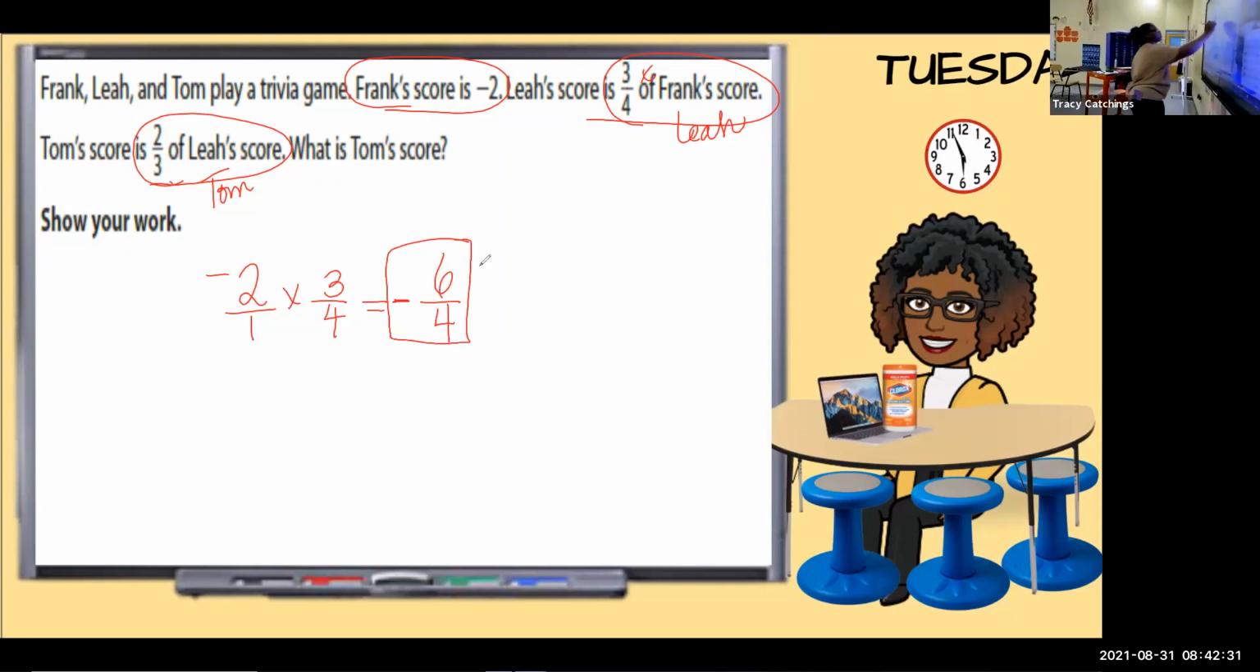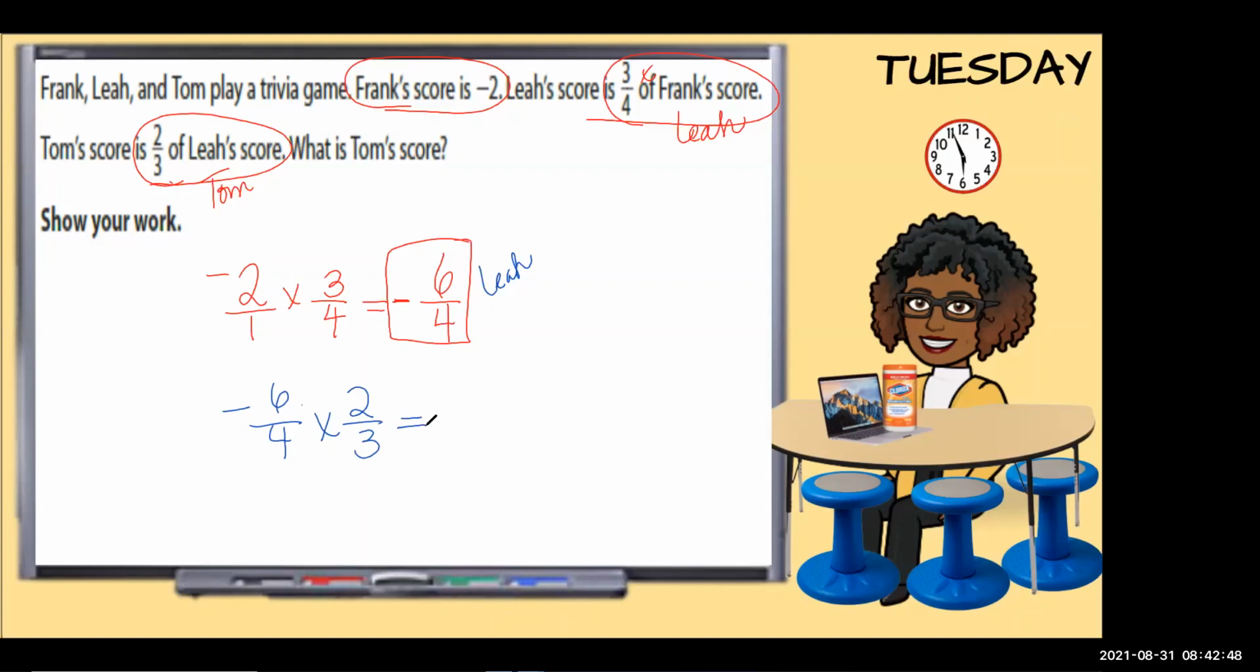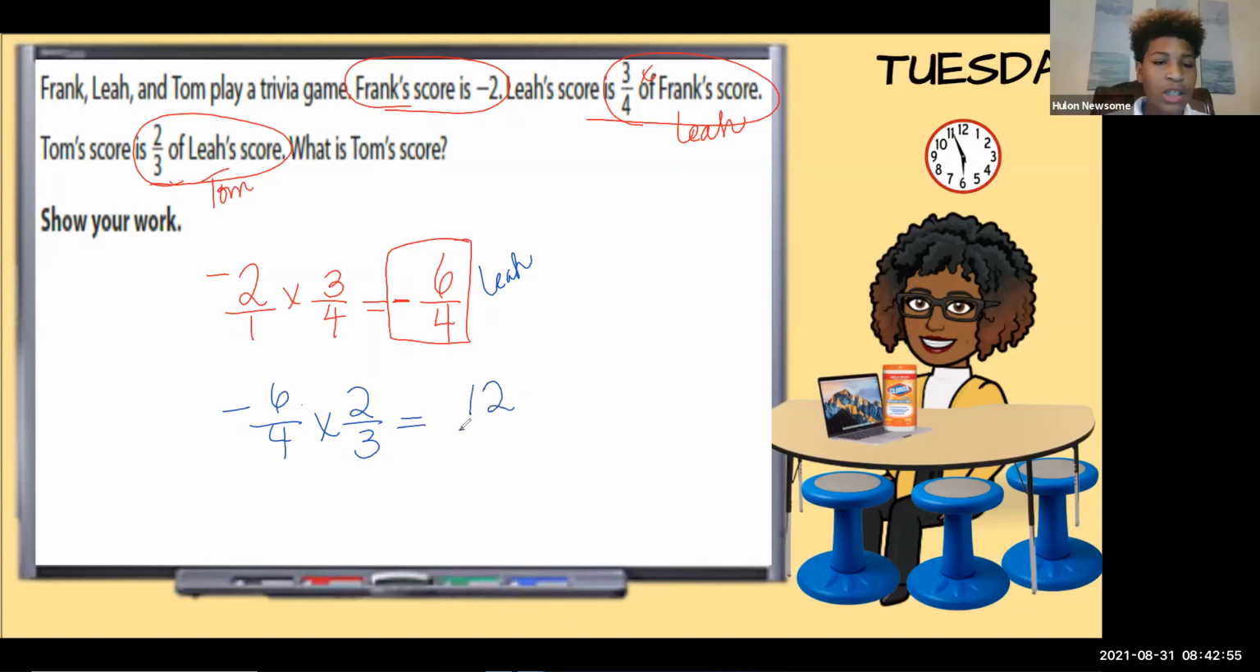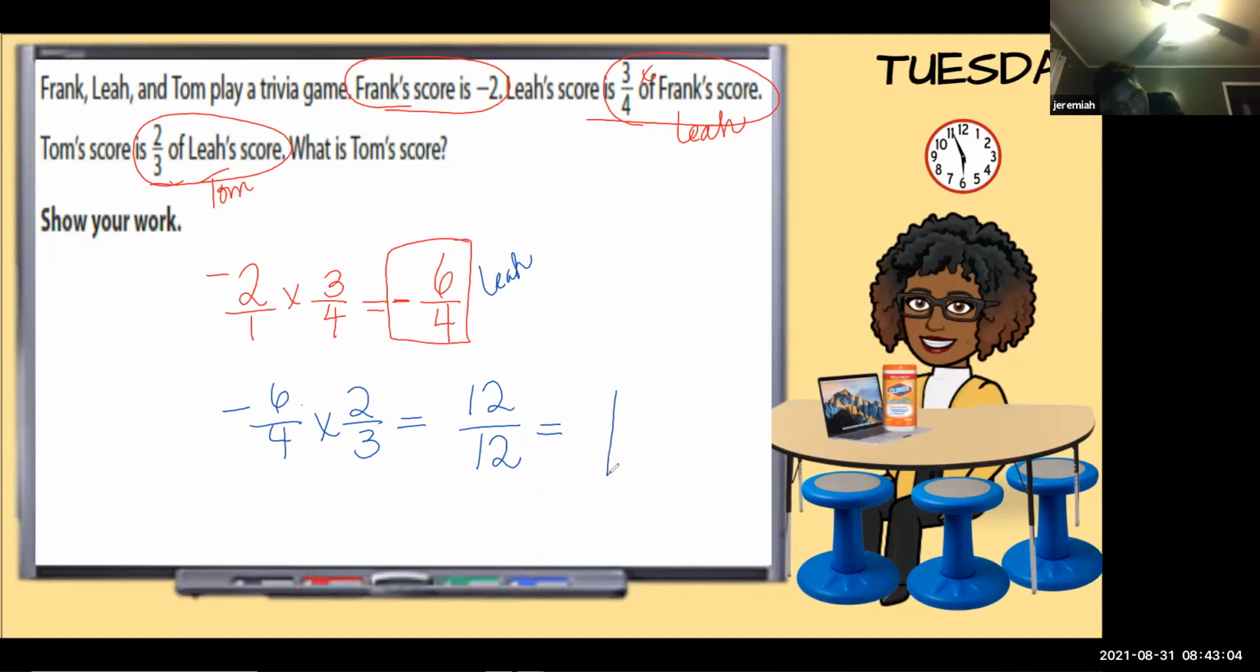So now that we have Leah's score, we can now find whose score. Tom. Good job. They said Tom is 2/3 of Leah. So Leah was negative 6/4. Tom is 2/3. All right, somebody help us to multiply. 6 times 2 is 12, and 4 times 3 is 12. All right. Anytime I get a number as the numerator and denominator, it's simplified to what? 1, because it's a whole. Good job, it's a whole.